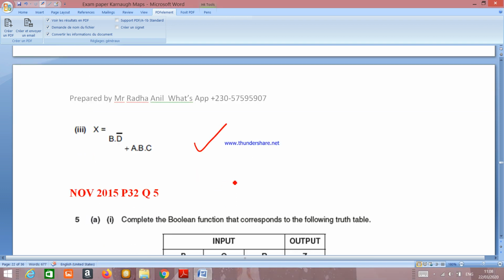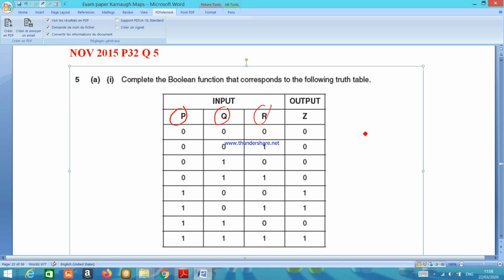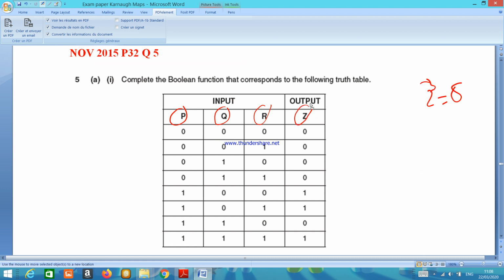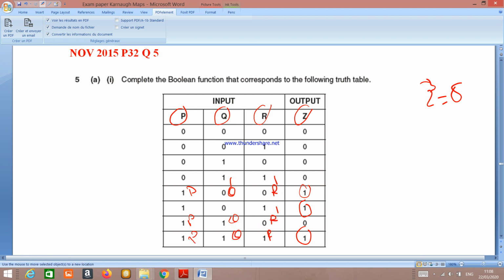Now next question. You have another truth table where you have 3 inputs. 2 to the power 3 makes 8, and we have here an output Z. We have 3 terms in our answer. So the 3 terms are P, Q dash, R dash. We have P, Q, and R dash. And then we have P, Q, and R.